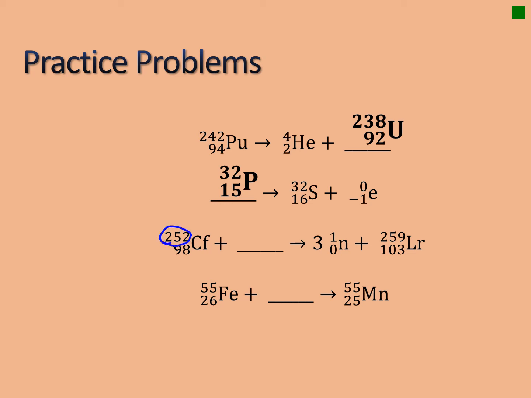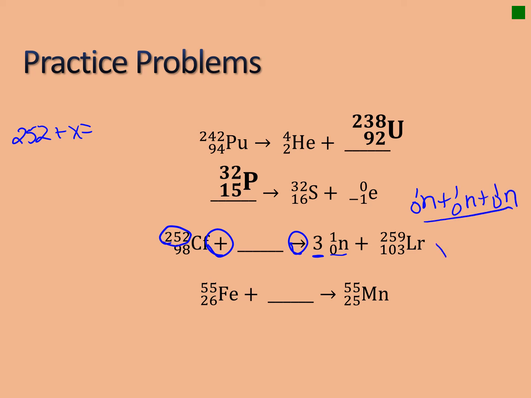So we're going to do 252 plus X equals, and this is where it gets tricky. What it's saying is, when you have 3 of these guys, that's 3 neutrons. So instead of 1 over 0 n plus 1 over 0 n plus 1 over 0 n, they just combine, just like in algebra. You do x plus x plus x, you get 3x. And if you have neutron plus neutron plus neutron, you get 3 neutrons.